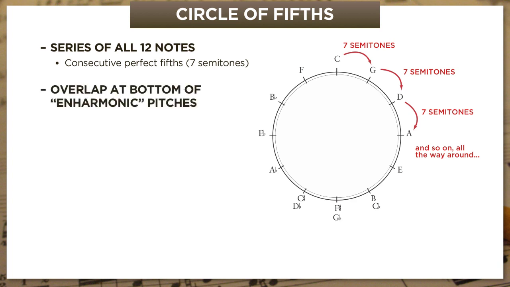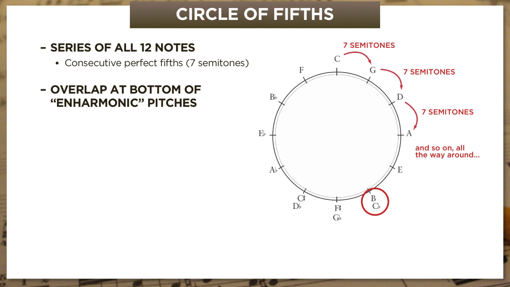Quickly, I want to draw your attention to something curious at the bottom of the circle of fifths. You'll notice for the bottom 3 positions, sort of 5 o'clock, 6 o'clock, and 7 o'clock, there are 2 letter names for each notch in the circle. These are what are called enharmonically related pitches.